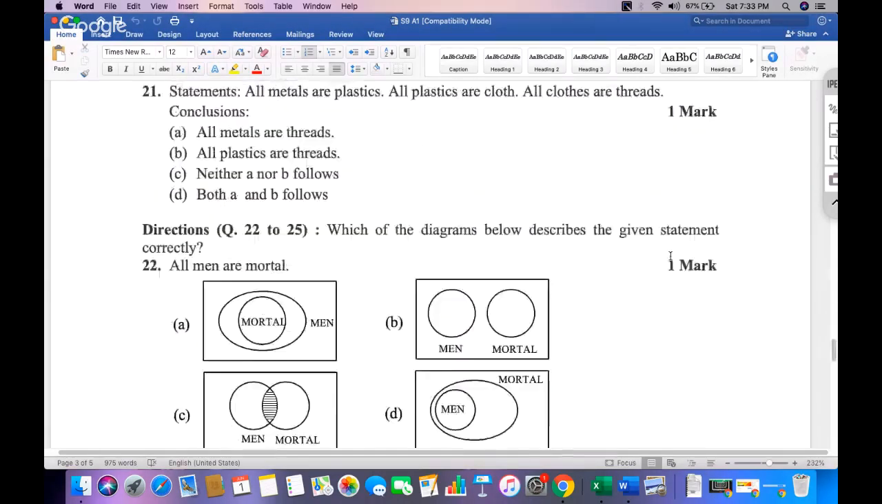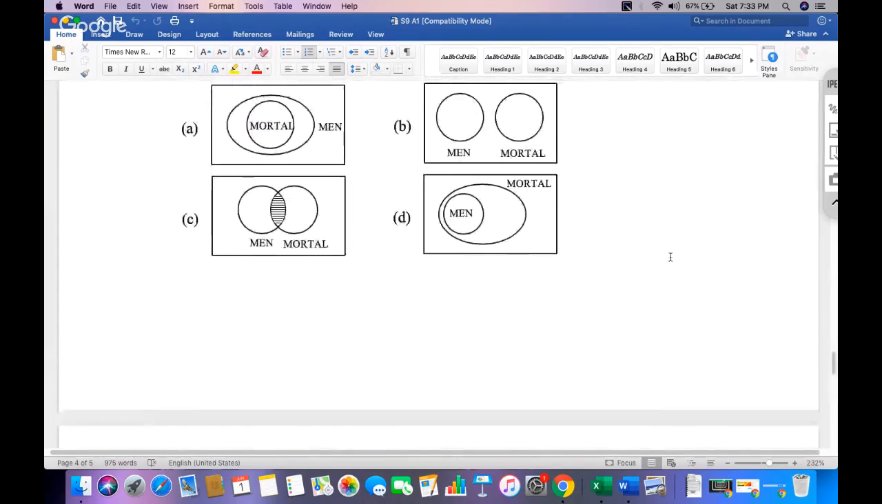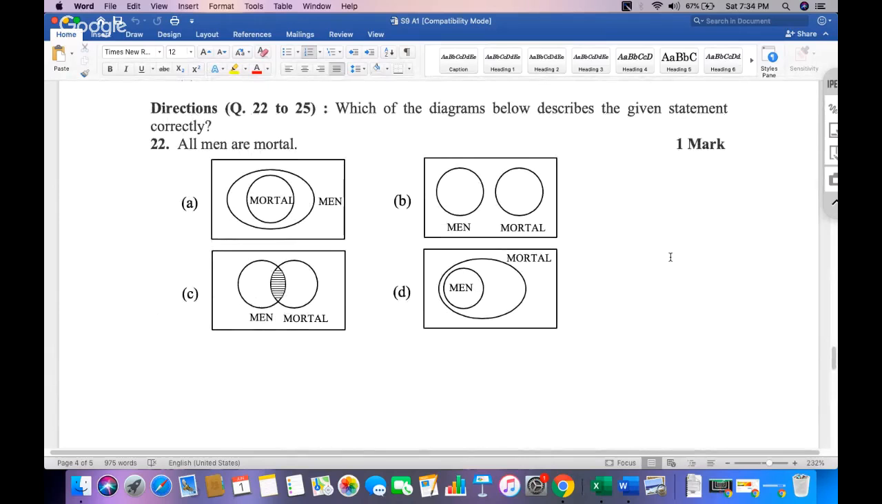Now let's go to these questions. Solve. We'll solve these four questions and then we will come back to those type of questions. Solve question 22.